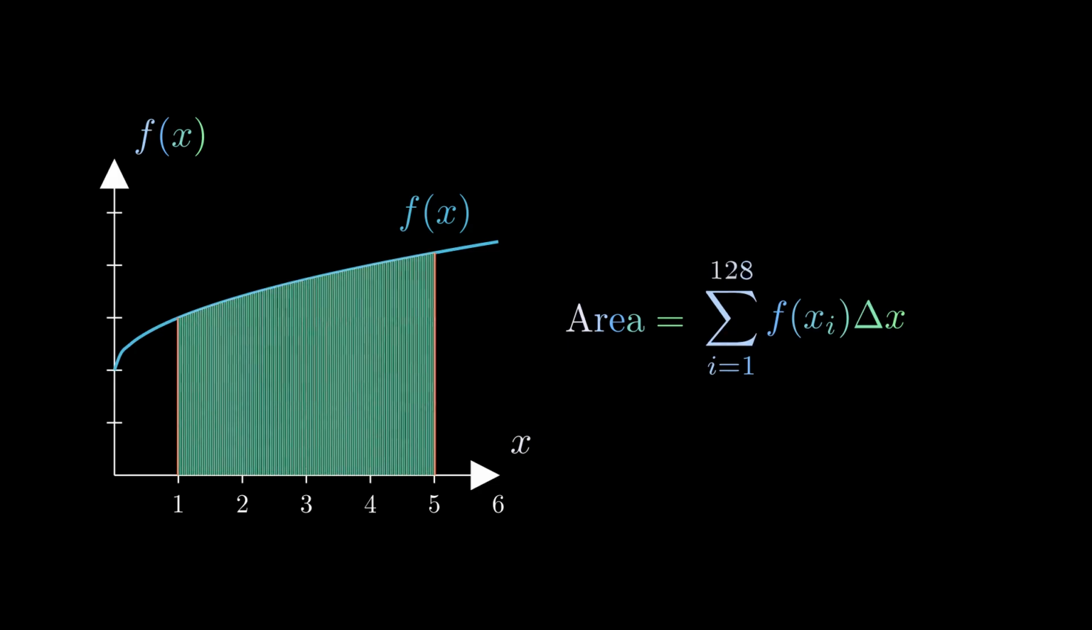Now imagine this. What if we used infinitely many, infinitely thin rectangles? In this case, the approximation becomes perfect. This process of summing the areas of infinitely many tiny rectangles is what we call integration.